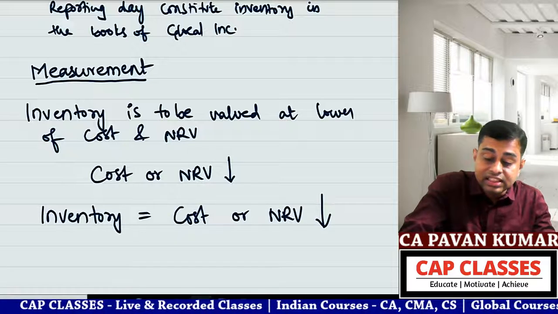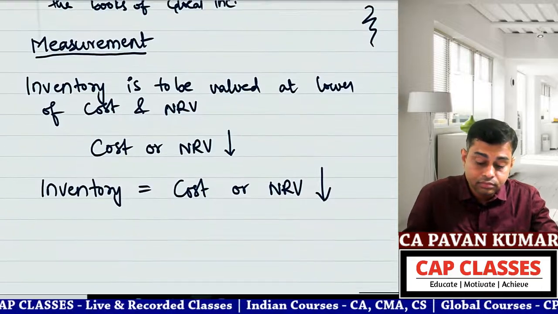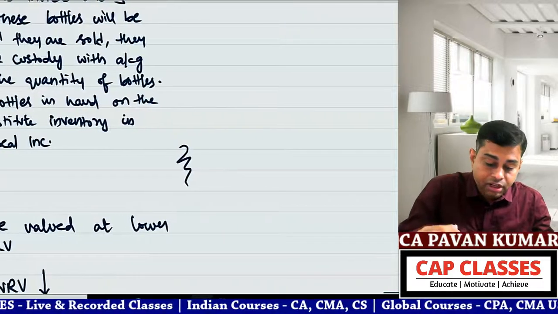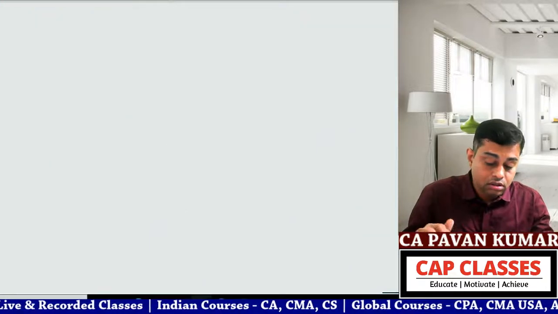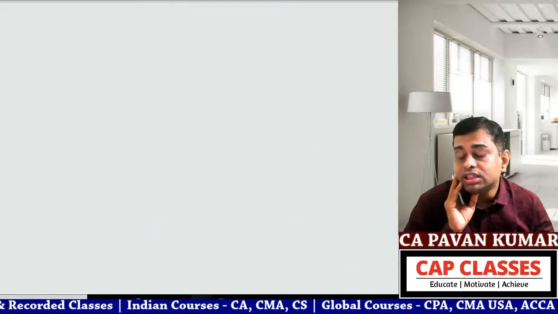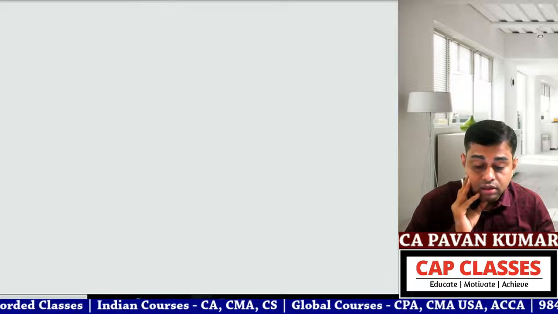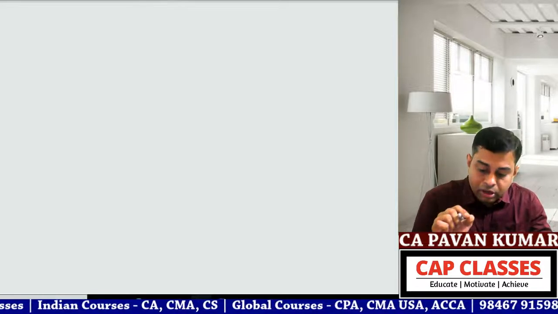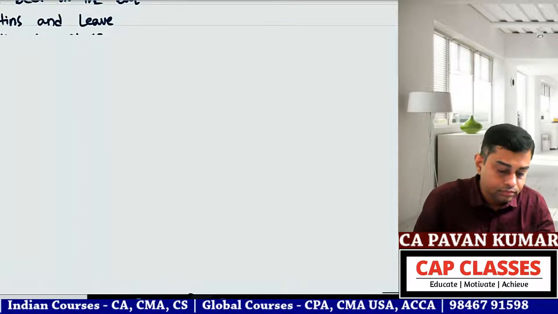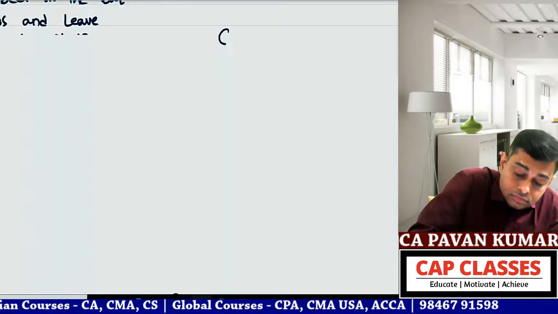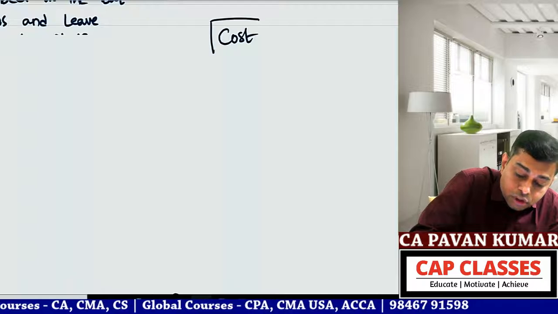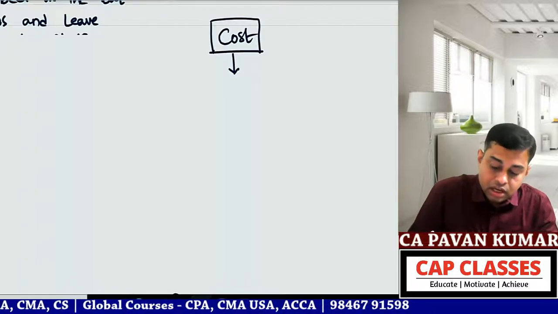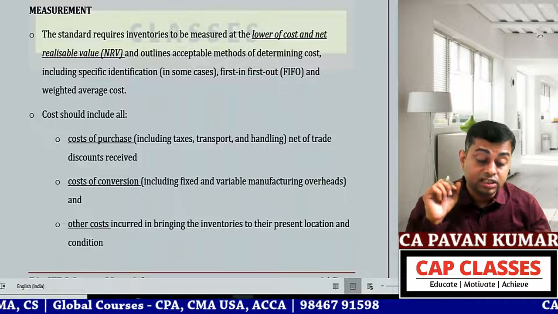From this, we discuss certain things. Why is it not going up? Why is it not coming here also? Inventory is equal to cost or NRV, whichever is lower. From that, put one box around the cost, with an arrow mark down. Now read the next para, you'll understand what it is.